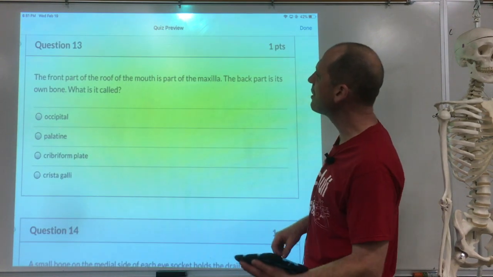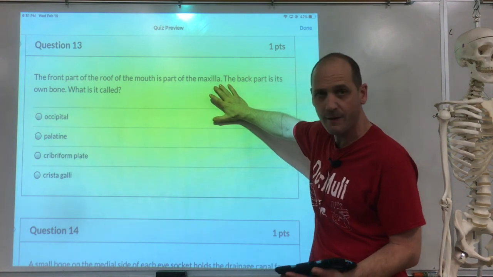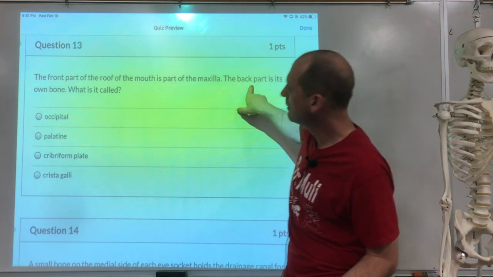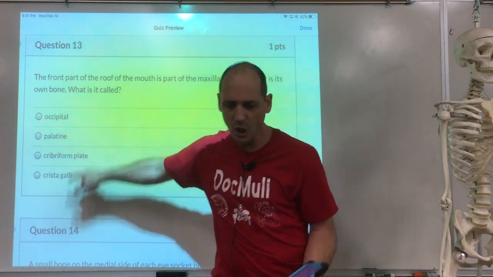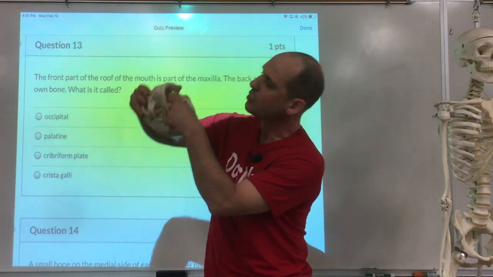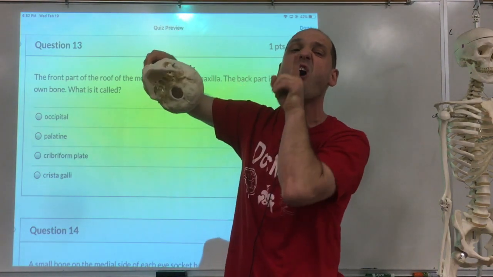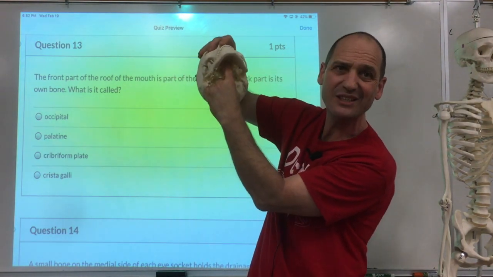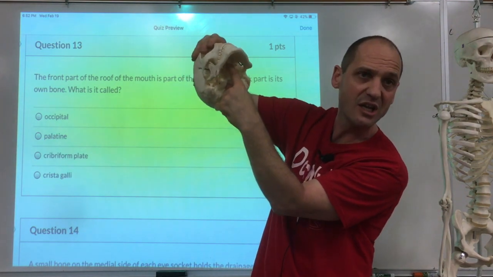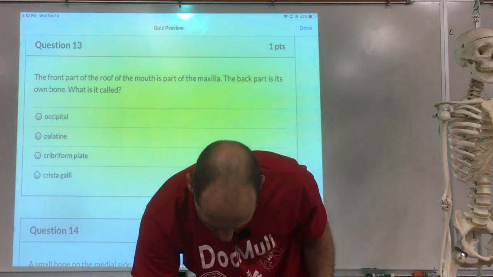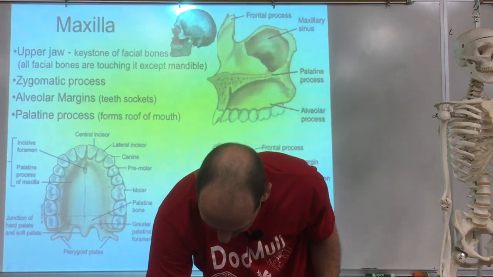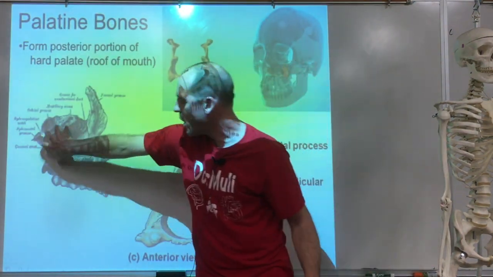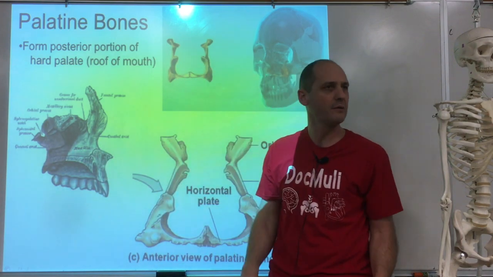All right, the front part of the roof of the mouth is the maxilla. The back part is what bone? Palatine bone. So the back of the roof of the mouth is its own bone. The front of the roof of the mouth, right behind the teeth, is the maxilla. The back, where there's a tiny line and a little bone, that's the palatine bone. See, it's just this back part, it sticks on from the back.